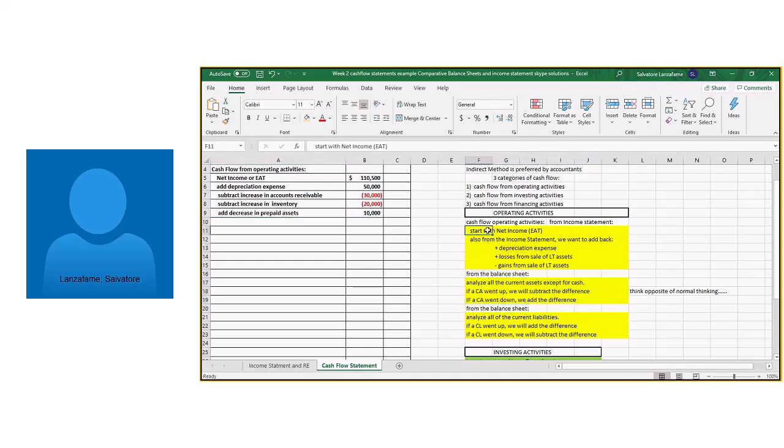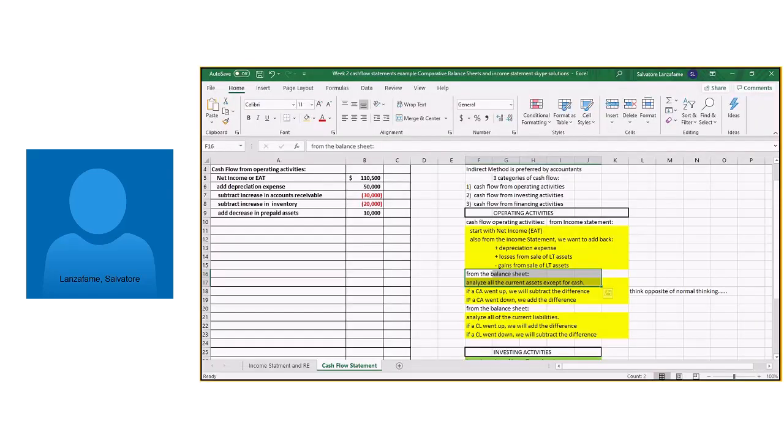So we first grabbed information from the income statement, right? Now we're grabbing stuff from the balance sheet. So we analyzed all the current assets except for cash. And now we are about to analyze the current liabilities as well. Okay. So here are the results. This came from the income statement. This one came from the income statement. These three came from the current assets section of the balance sheet. So let's keep going with the notes.